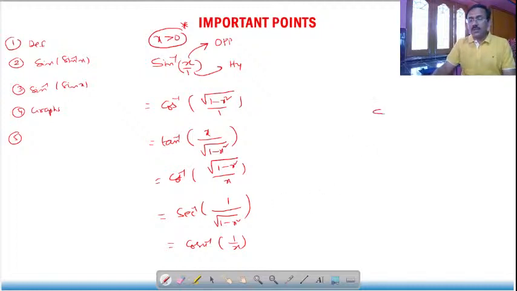Not only that, friends, next result, sixth one, I can say sine inverse of minus x is minus sine inverse x always, because its range is like minus pi by 2 to pi by 2.